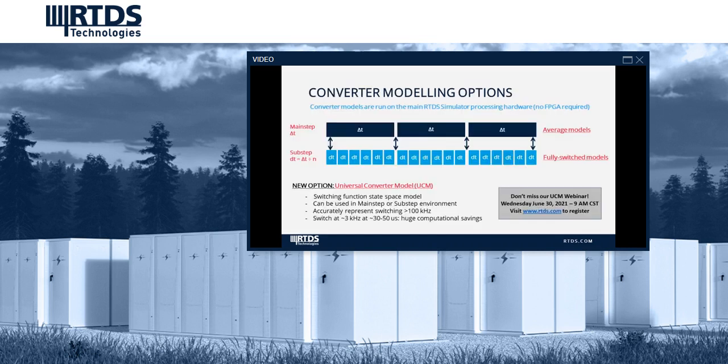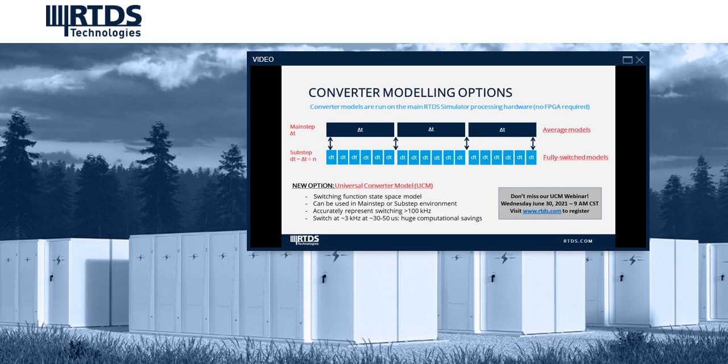Modeling power electronic converters is obviously an important part of representing energy storage systems. Ani will go into more details about our available converter models, but it's important to remember that our power electronics run on the central RTDS simulator hardware, the multi-core processor, so there's no need to use an external FPGA. Typically, you'd have the AC network run on one core in the main step environment, for example, at a time step of 30 microseconds, and power electronics would be simulated in our substep environment on a separate core interfaced to the AC network at a fraction of that main time step, for example, 3 microseconds.